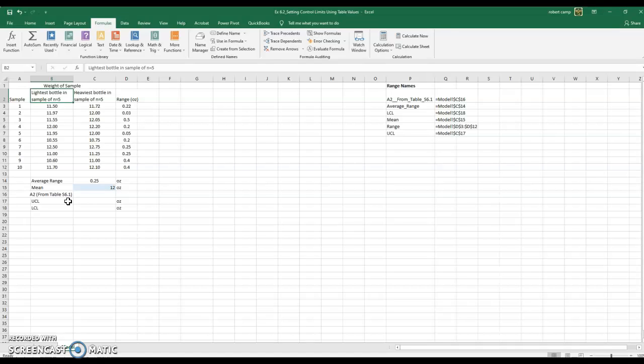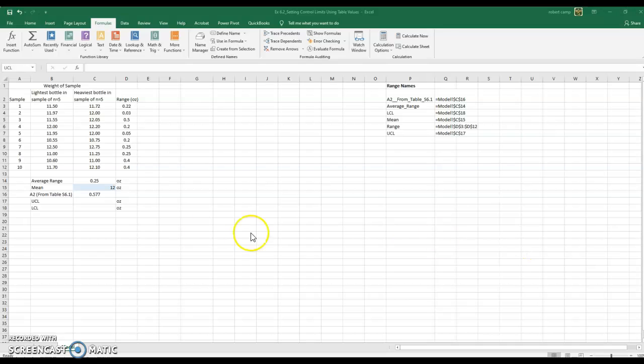And so anytime that we're looking at any of this stuff where we're dealing with the sample size, we're talking about how many instances within the sample, how many instances we're querying for our set. So in this case, since we pull 5, our sample size is 5. And so from table 6.1, A2 is 0.577.